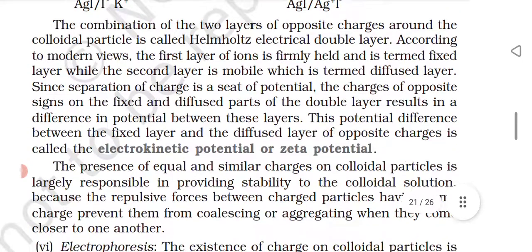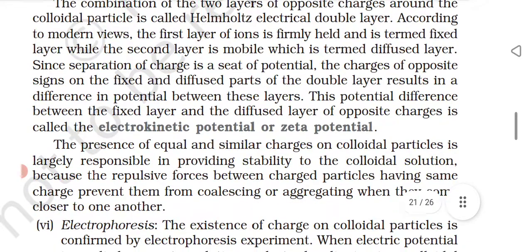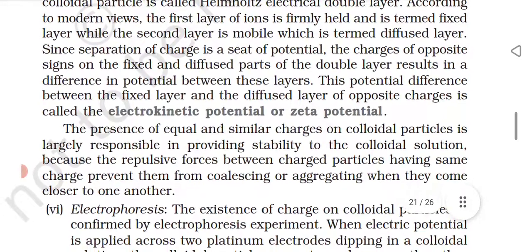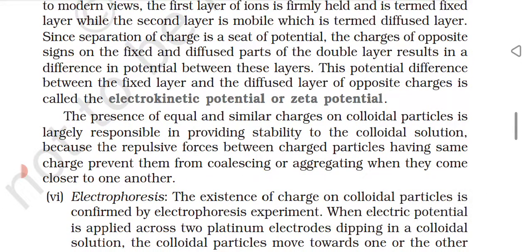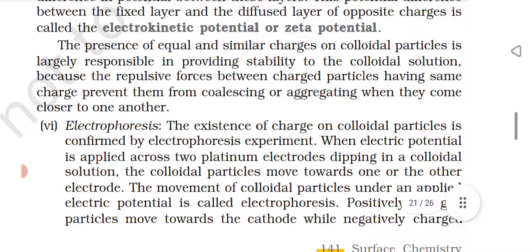According to the modern views, the first layer of ions is firmly held and is termed the fixed layer, while the second layer is mobile, which is termed the diffused layer. Since the separation of charge is a seat of potential, the charges of opposite signs on the fixed and diffused parts of the double layer result in a difference in potential between these layers. This potential difference between the fixed layer and the diffused layer of opposite charges is called the electrokinetic potential, or you can say zeta potential.